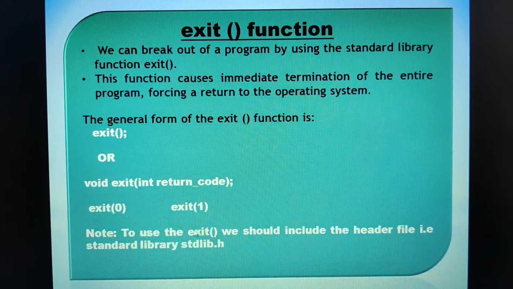As I said, to use the exit function we need to include the header file known as standard library, stdlib.h. std stands for standard, lib stands for library, followed by .h, which indicates it is a header file. I hope you are able to understand, like how we include #include iostream.h and #include conio.h. Similarly, if we are using the exit function in our program, the header file #include stdlib.h has to be included.